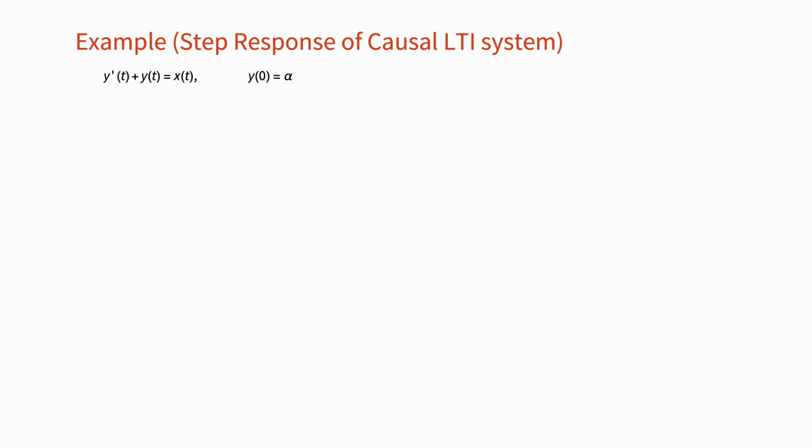Assume that we have a causal LTI system described by the differential equation and the initial condition given here. And let's find the step response of the system using the unilateral Laplace transform. If we take the unilateral Laplace transform of both sides of the differential equation, we get the algebraic equation shown here. For a step response, X of s is equal to 1 over s.